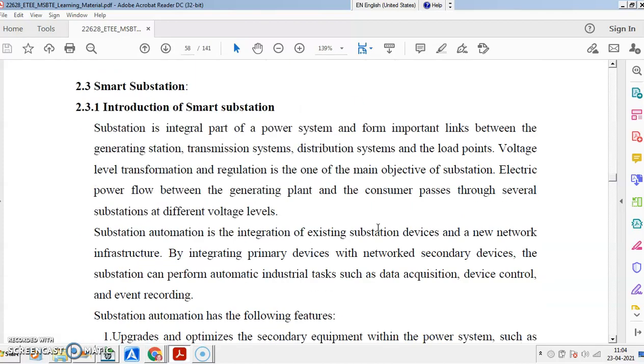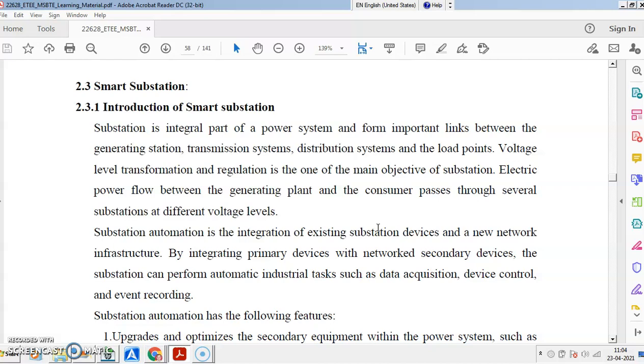So let us see what is the smart substation concept. Now you know the substation. What is a substation? In a substation, what are we doing? 11 kV substation we know, 22 kV substation we know, 22 by 11 kV we know, 11 kV by 400 volt 3 phase or 230 volt single phase we know, 33 by 11 kV substation we know, 400 kV by 220 kV substation we know. So many substations we know. What components are there in a substation?